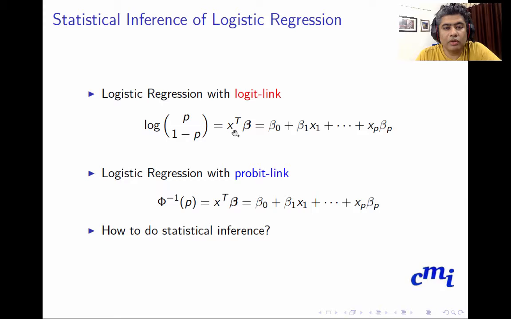of different covariates. The second variant is logistic regression with probit link, where we model phi inverse of p equal to x transpose beta. Phi is the CDF of the standard normal distribution. The question is, how do we do statistical inference for logistic regression?